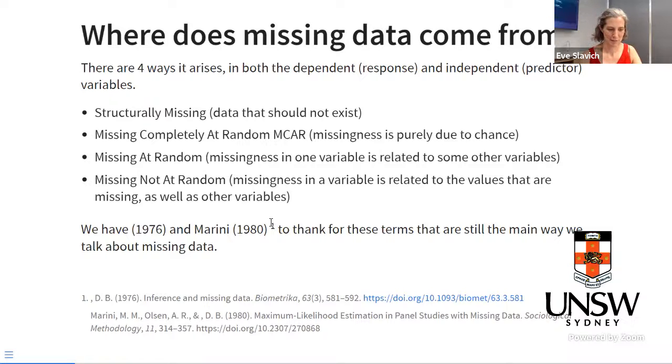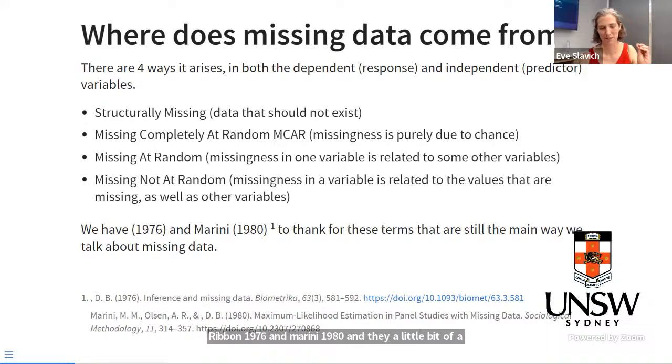And so these terms are coined in these 2 papers, Rubin 1976 and Marini 1980. And they're a little bit of a mouthful, a little bit confusing, but they are the main way that we talk about missing data in the literature.